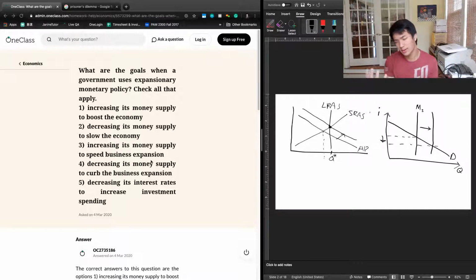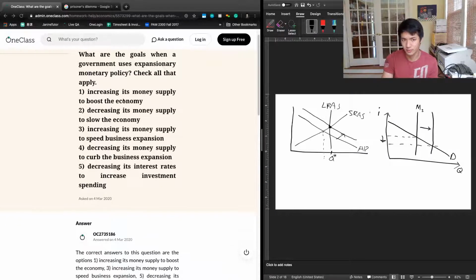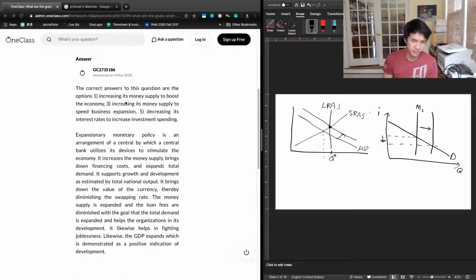So between these 5 answer choices, we're left with 1, 3, and 5 as the best ones for our answer choice. Let's take a look at the previous tutor's answer. Previous tutor says that the correct answers to this question are options 1, 3, and 5. Expansionary monetary policy is an arrangement of a central bank by which it utilizes its devices to stimulate the economy. It increases the money supply, bringing down financing costs, and expands total demand. It supports growth and development as estimated by total national output.